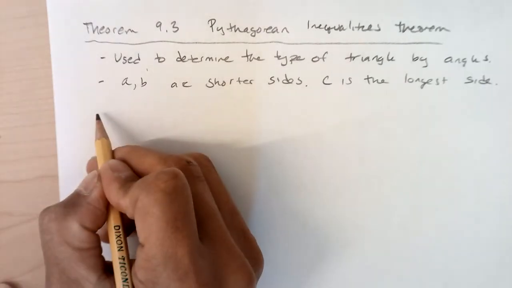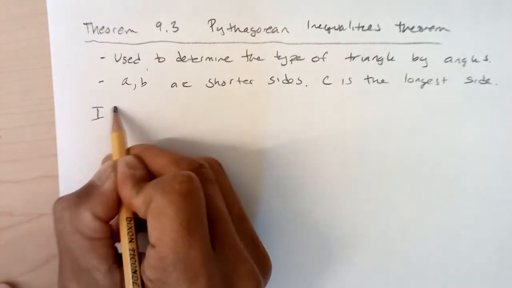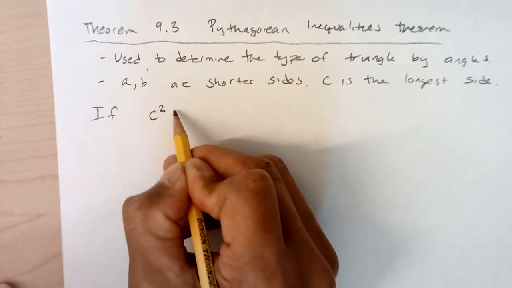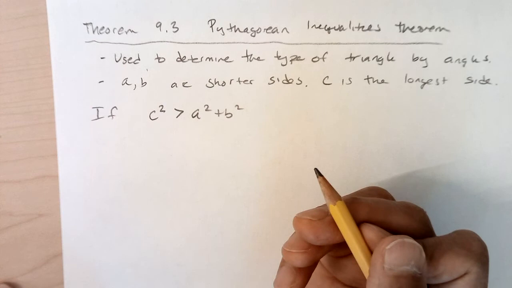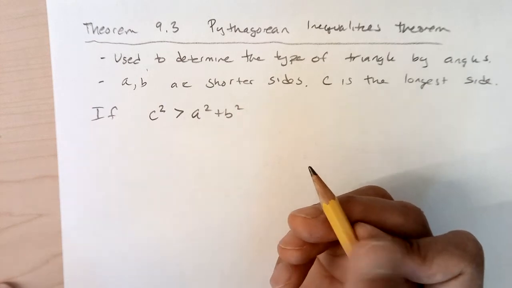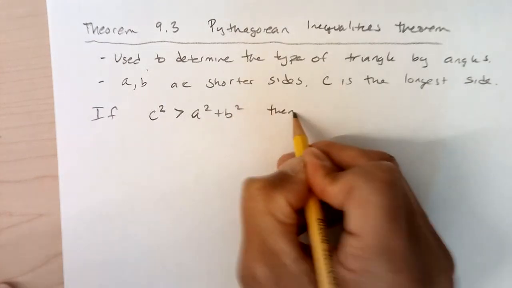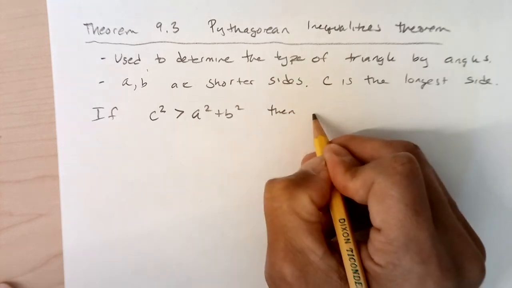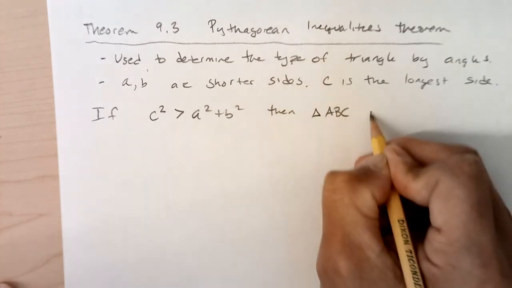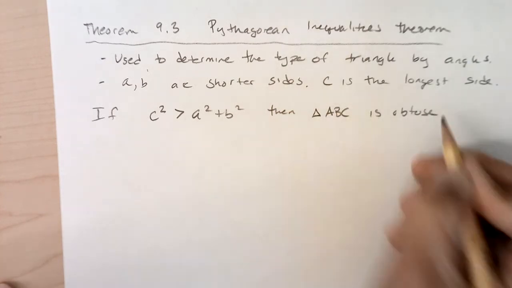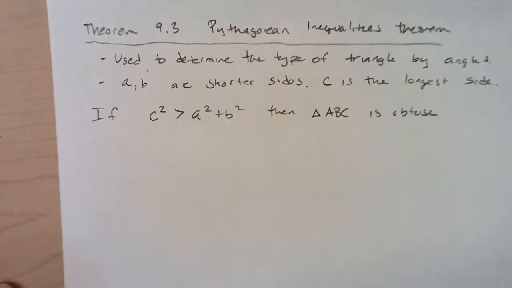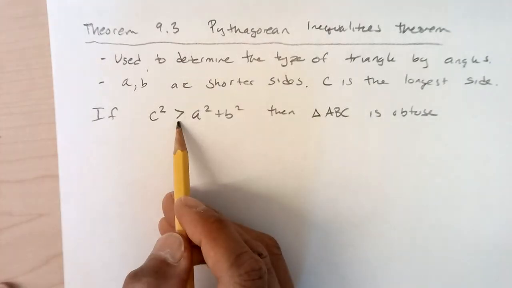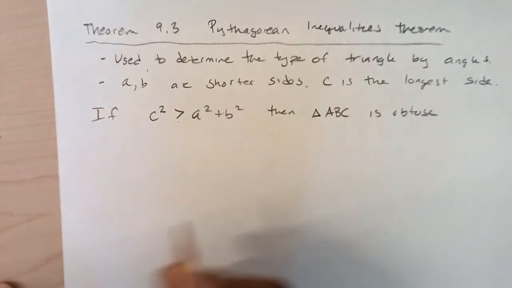But the Pythagorean inequalities theorem states if c squared is greater than a squared plus b squared, doesn't matter how much greater, if it's just greater than a squared plus b squared, then what you end up with is an obtuse triangle. Triangle ABC is obtuse. So one of three things could happen. Either c squared is equal to a squared plus b squared, then it's a right triangle. If c squared is greater than a squared plus b squared, it's an obtuse triangle.